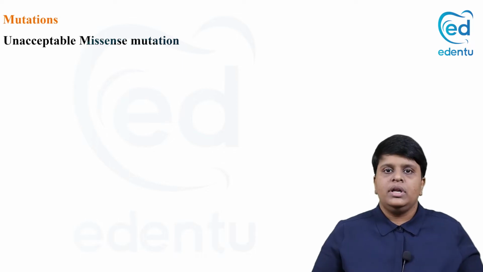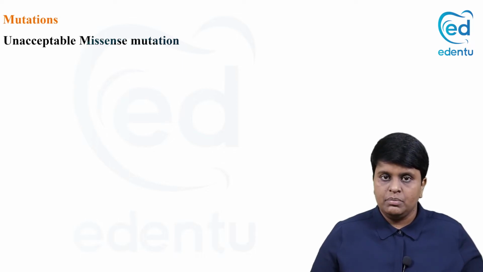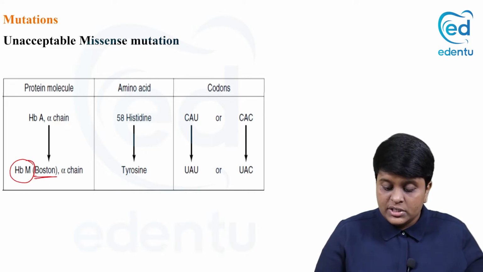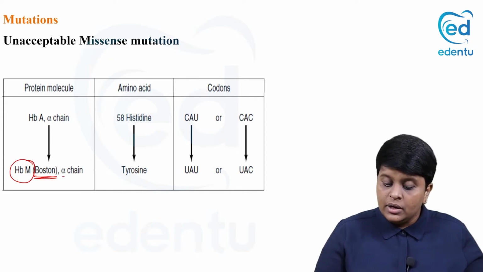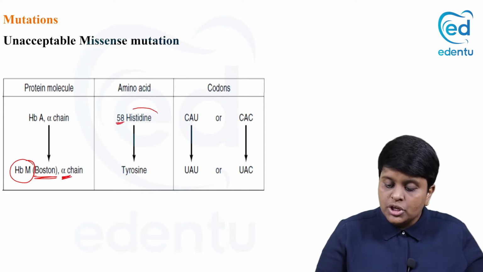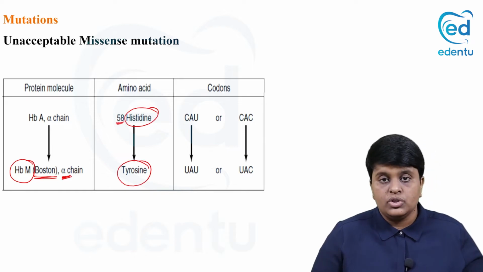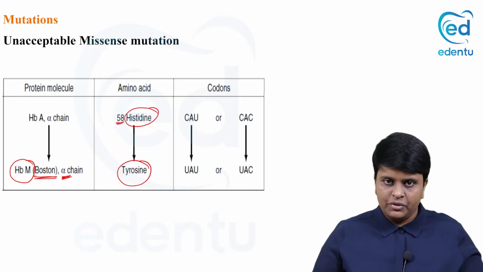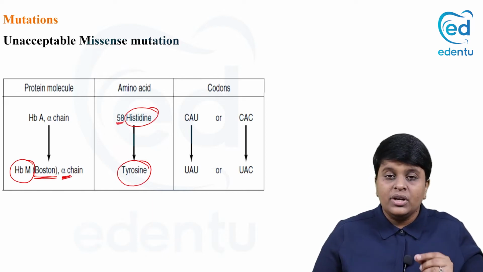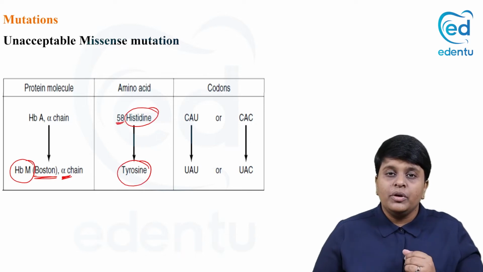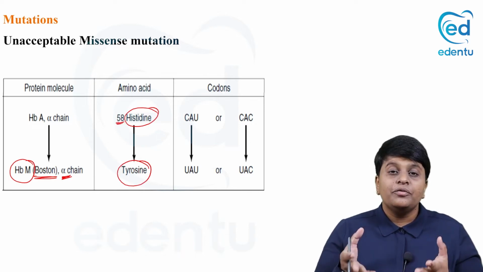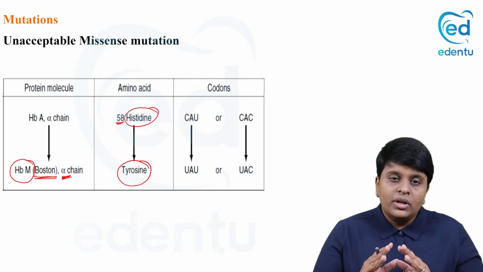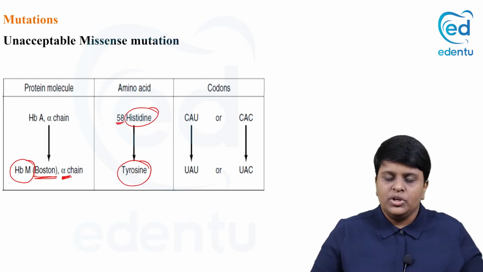And then you have totally unacceptable missense mutation, which is hemoglobin M or the methemoglobin, otherwise referred to as Boston hemoglobin. And here in the alpha chain in the 58th position, the histidine amino acid is replaced by tyrosine. So as a result, this HBM cannot carry oxygen effectively, and presence of HBM can lead to the development of cyanosis. The function of hemoglobin is to carry oxygen effectively. The function itself is affected. Here it cannot carry oxygen, and so it is a totally unacceptable missense mutation.